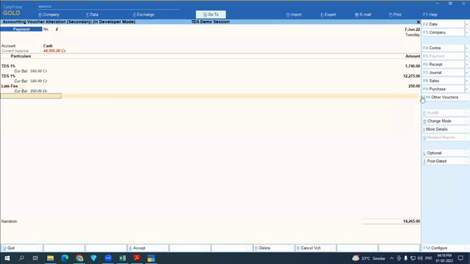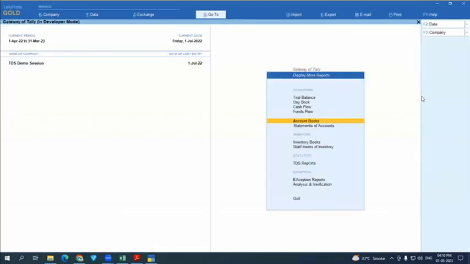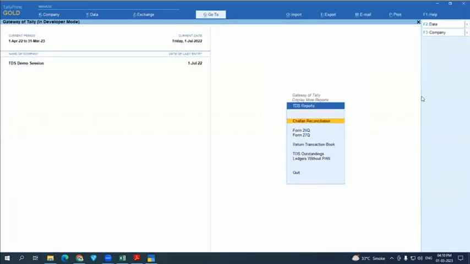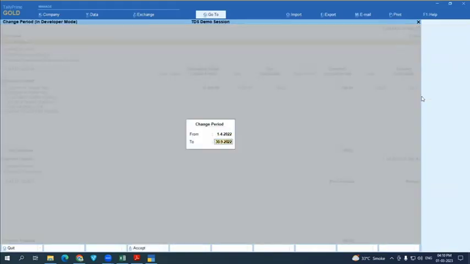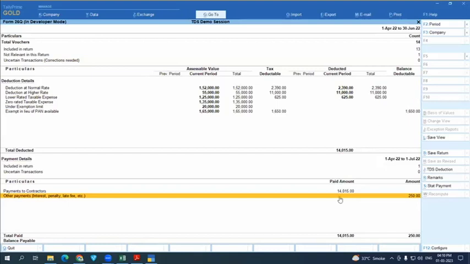So let's take 250 rupees charge. It is a demo example, so not exactly taken. Display statutory report, first quarter 26Q. See here what happens. That penalty or fine or interest is not considered for the principal payment of TDS. Principal payment of TDS is only 14,015, not 250. That is paid by you, but it is not for the TDS account. It goes to the government like a penalty or late fee.